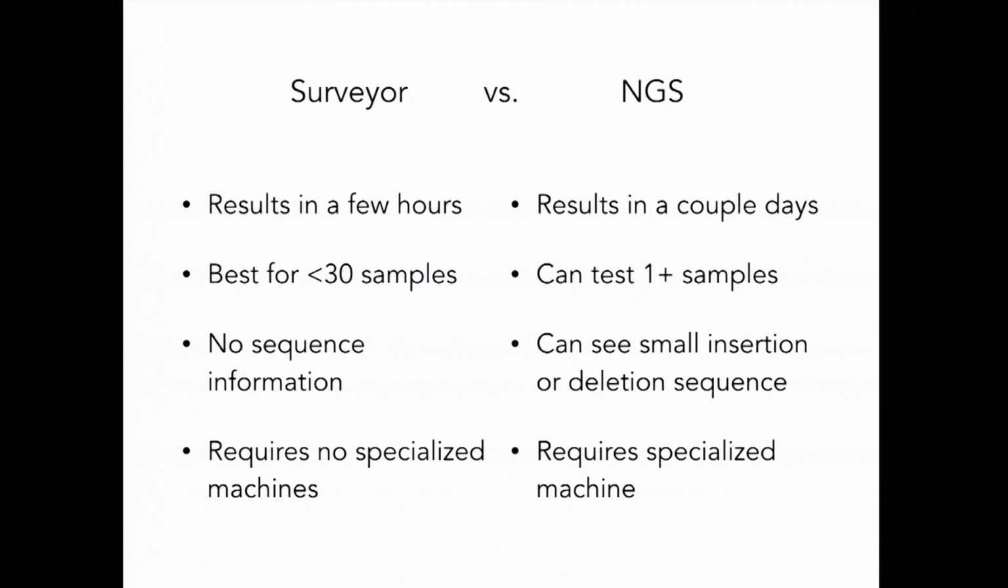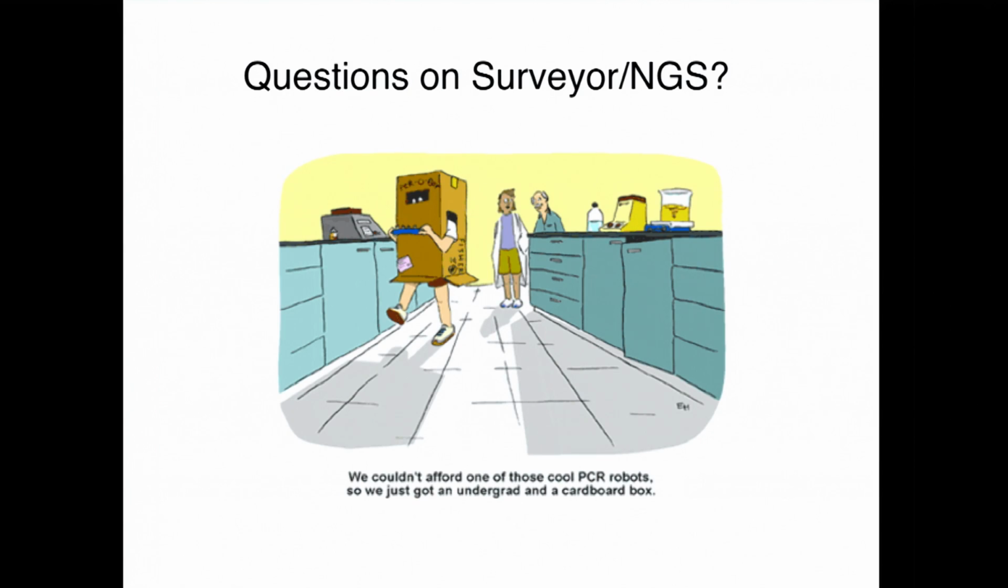Whereas with NGS, it takes a little bit longer because you need to prep the library, run it, and then analyze it. But you can do as many samples as you can. You can load tons of samples on here, so that can be really nice. Also, you can actually get sequence information, seeing what's being inserted and what's deleted. But again, you need access to a machine. So any questions on this readout before I move on to HDR?